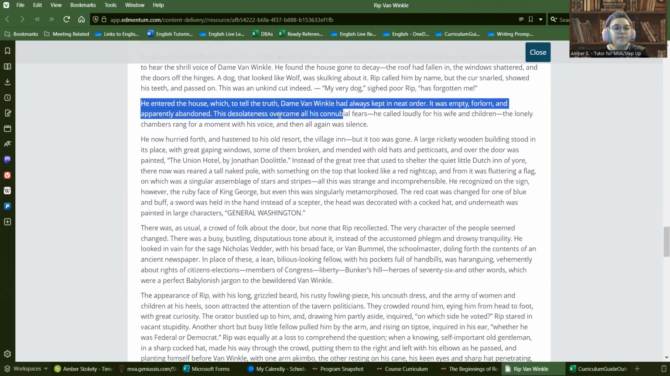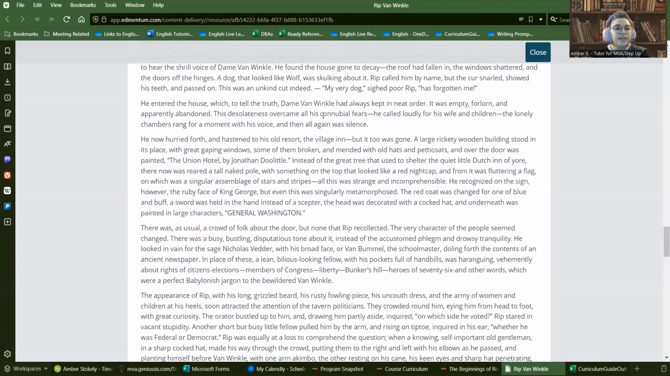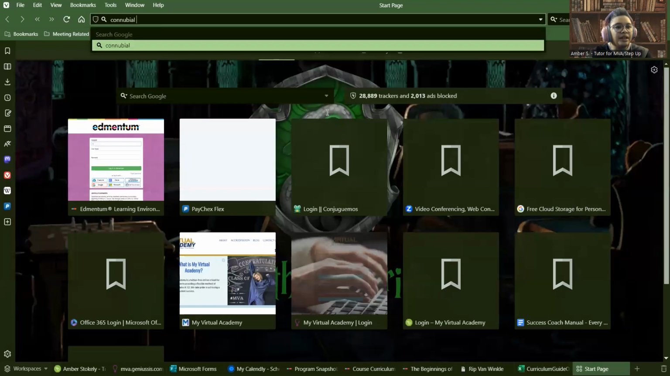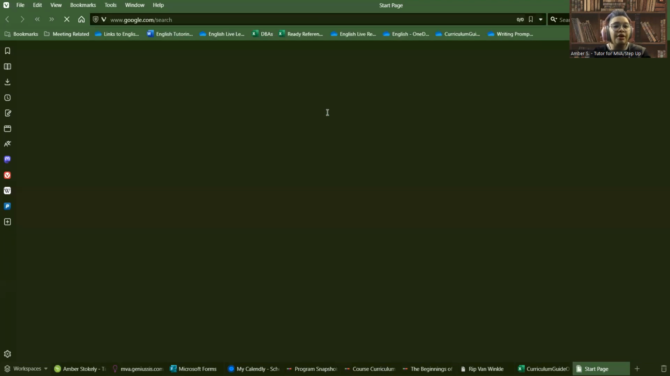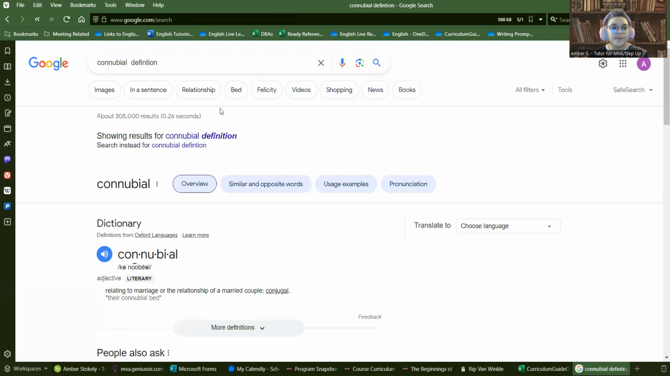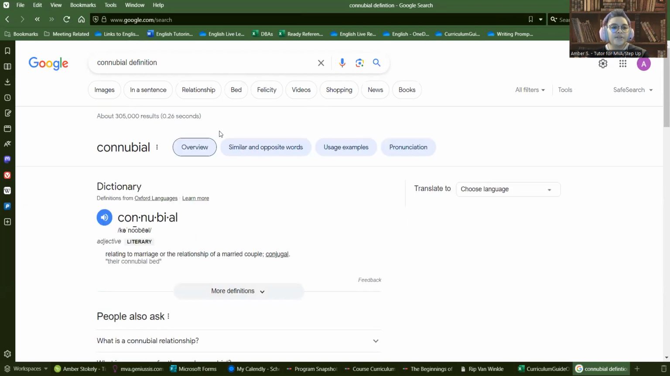neat order. It was empty, forlorn, and apparently abandoned. The desolateness overcame his connubial fears. So when something's desolate, it just means it's run down and also deserted. Connubial, though, is a word that we don't see very often, so we're going to look it up. And notice, since we looked up a lot of other words before, we haven't had to pause to look up a word in quite some time. If you had to pause the video to look up some of the other words, that's totally okay. But in terms of the words that we've come across in the last few paragraphs, a lot of them have been ones we've looked up already. So connubial says relating to marriage or the relationship of a married couple.